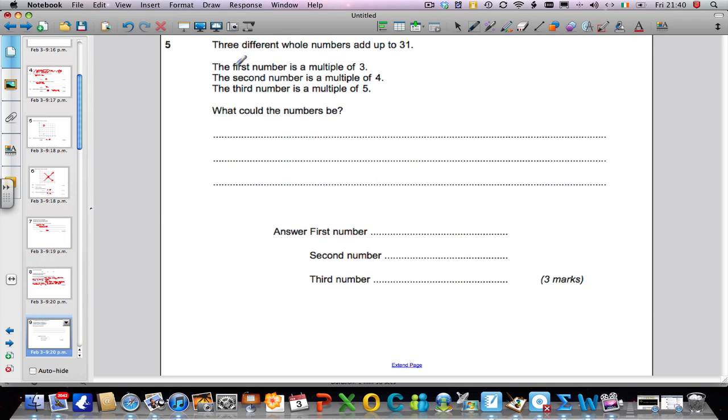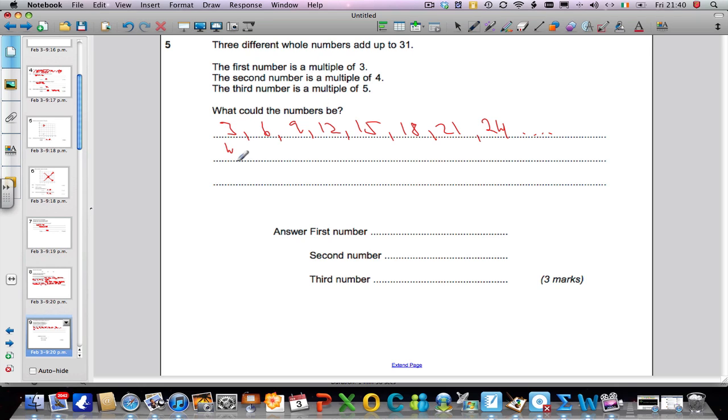Right, question 5. We've got 3 different whole numbers and they add up to 31. The first number is a multiple of 3, the second is a multiple of 4, and the third is a multiple of 5. And we're asked to work out what the numbers could be. What I told my students to do was write out the 3, 4, and 5 times tables and work from that. So 3, 6, 9, 12, 15, 18, 21, 24, and on and on.